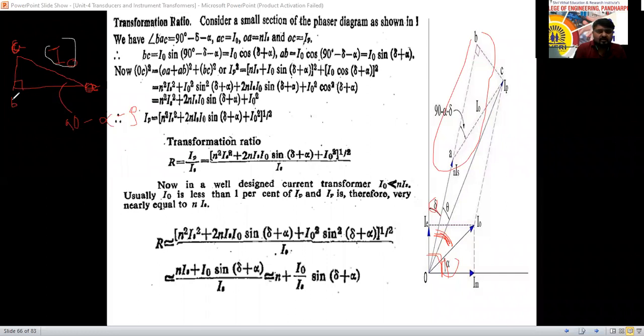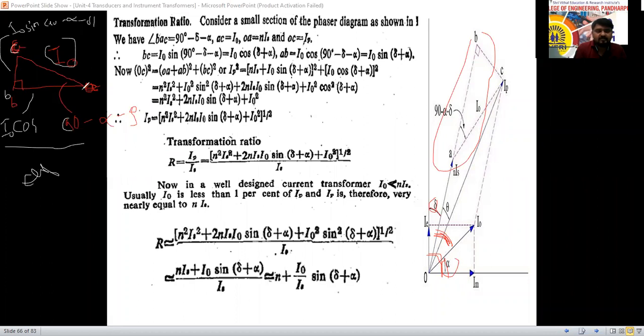See here, this is B we are considering, means we can write this adjacent formula as I naught into cos of this 90 minus alpha minus delta. And for this one we can write I naught sine of 90 minus alpha minus delta. So that is I naught cos theta. It is nothing but AB. This is BC here now.